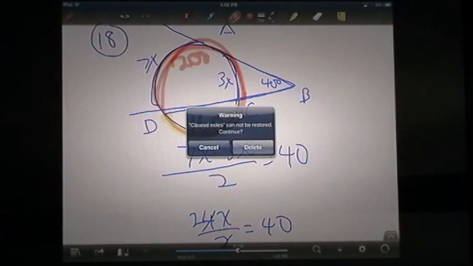Okay, and what else did you have? You had the proof on 28. We'll go over that. This proof is actually kind of fun to do, I think. All right, it says you have this circle.